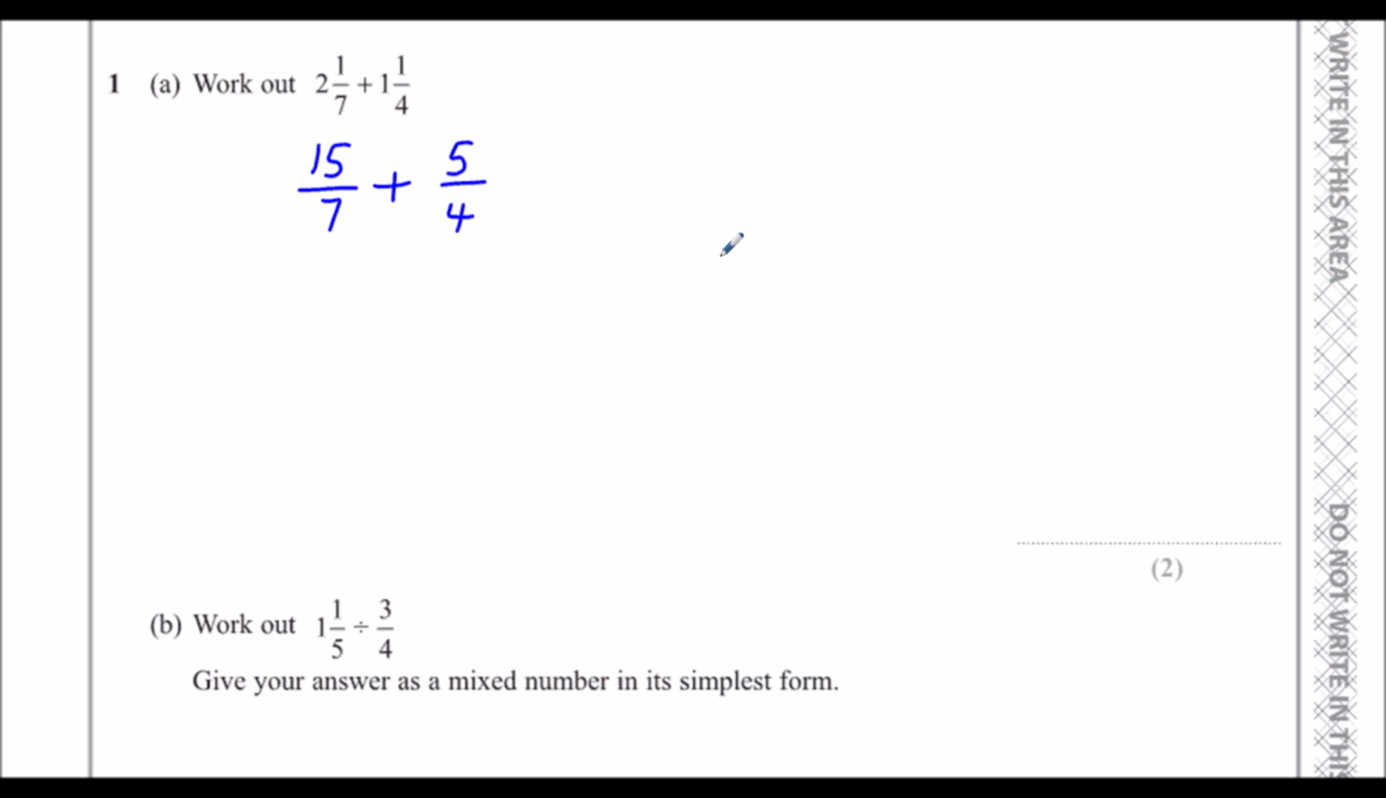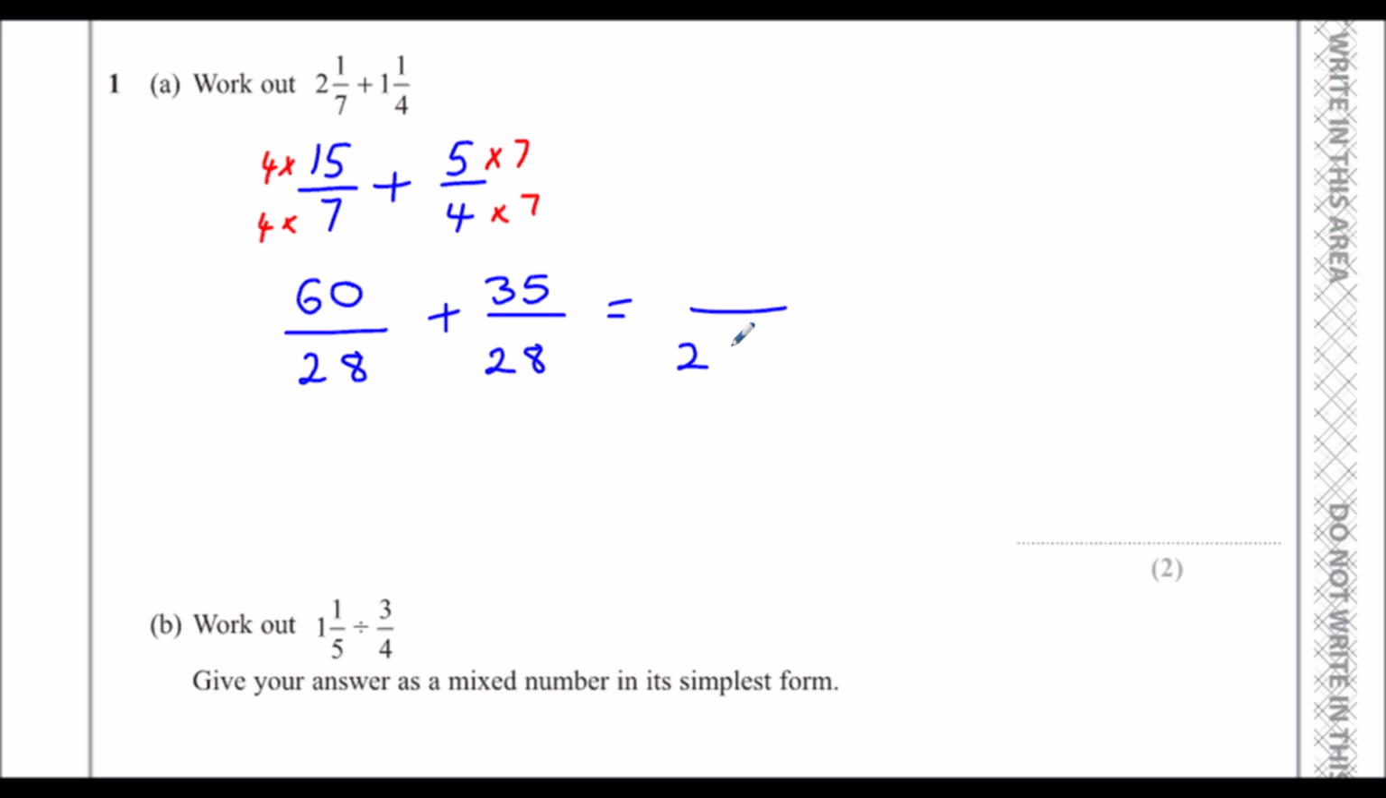The next step is going to be to make the denominators the same, make the bottom numbers the same. And I'm going to do that by multiplying 15/7 by 4 and 5 quarters by 7. So that should make the bottom numbers the same. 4 15s are 60. 4 times 7 is 28. 5 7s are 35. And 4 times 7 is, of course, 28. So now I've made the denominators the same. So I'm adding the same thing.